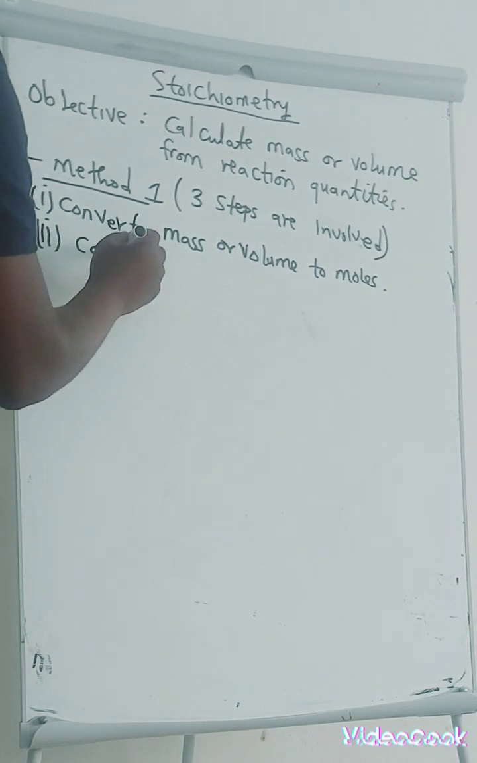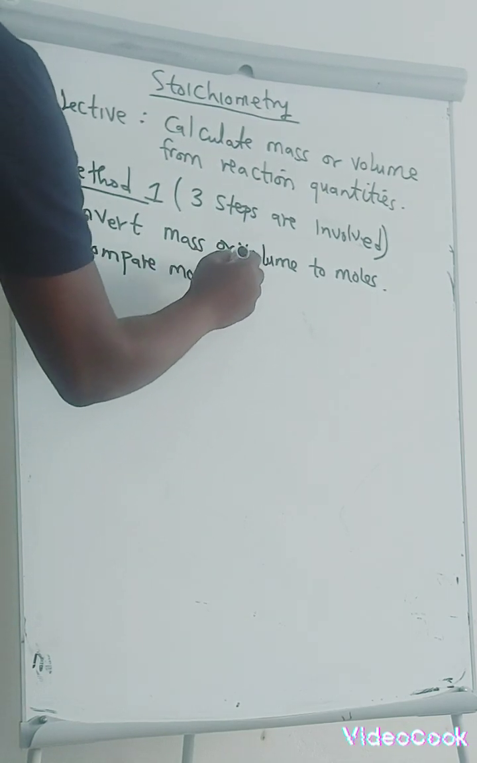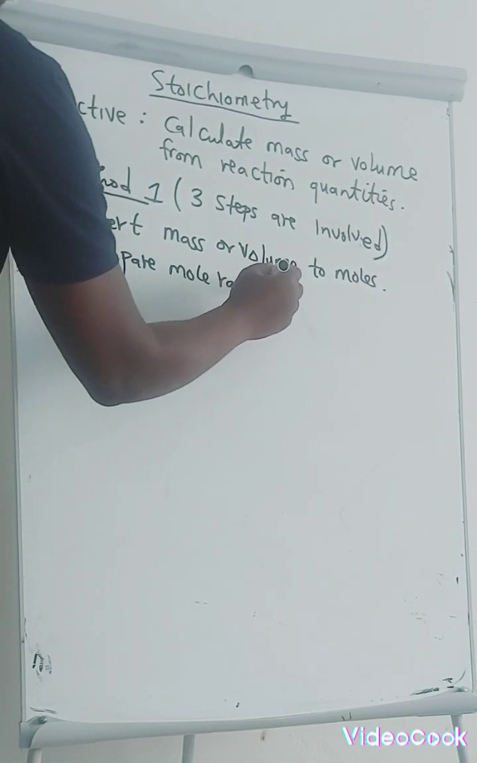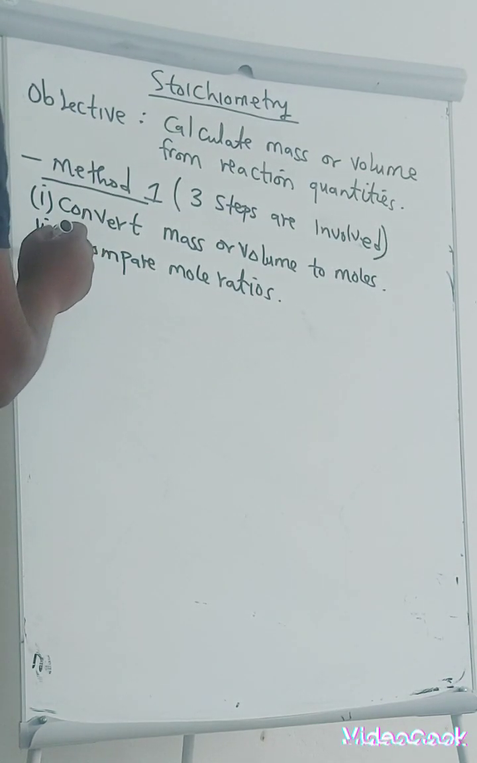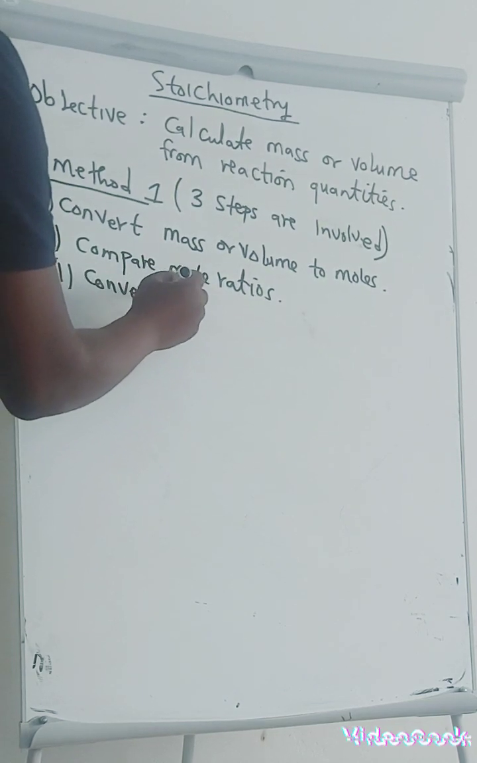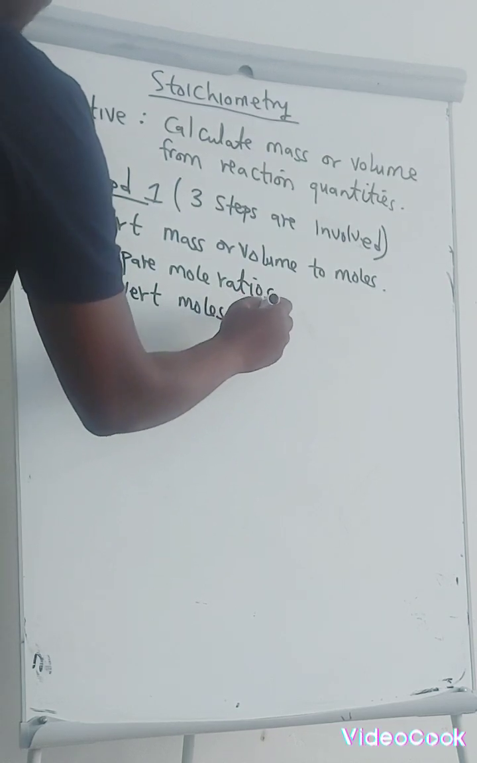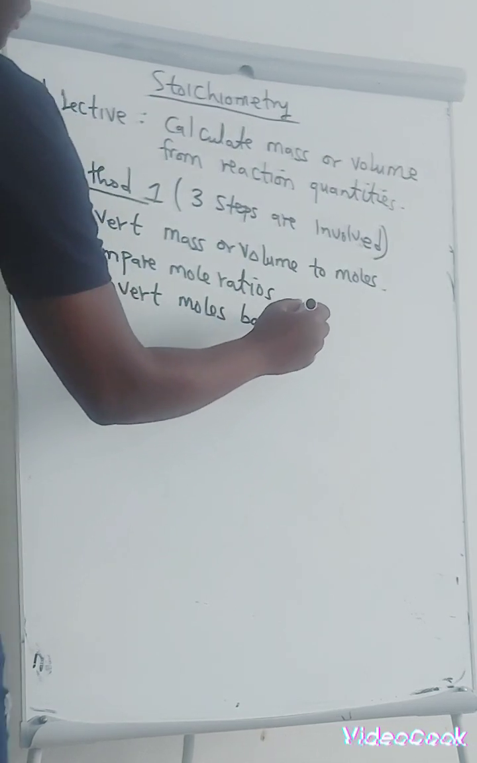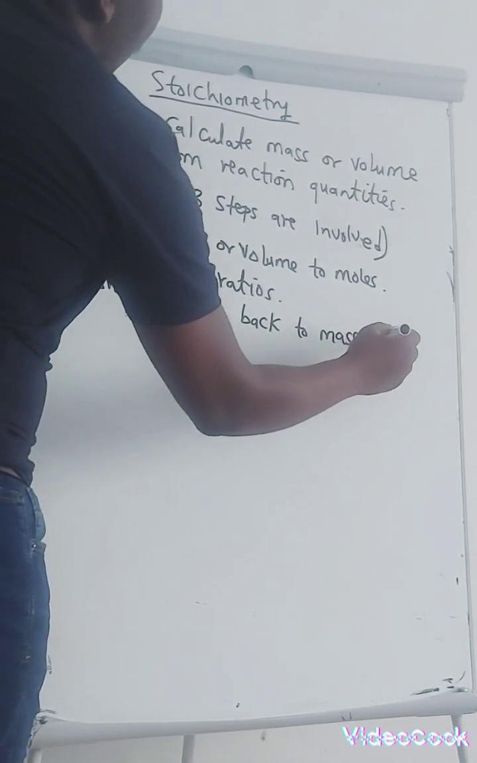Step 2 is to compare the mole ratios. Then step 3 is to convert moles back to mass or volume.